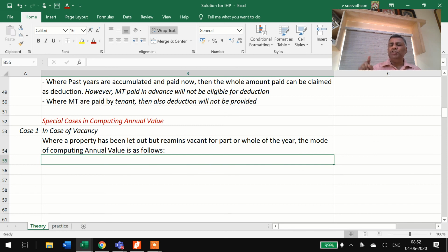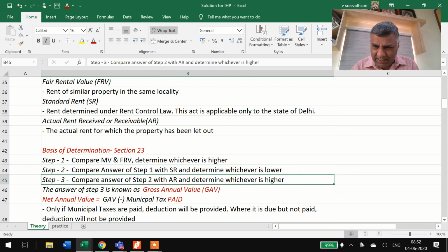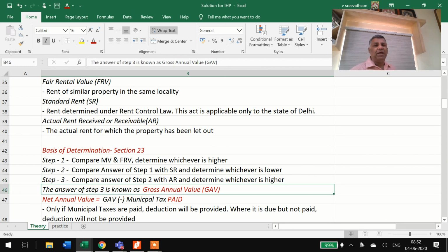Step 1, whichever is higher. Step 2, whichever is lower. Step 3, whichever is higher. For this purpose, take actual rent for 12 months. The difference is that the answer of step 3 is not GAV. I incorporate a new term called expected rental value. The answer of step 3 is ERV, expected rental value. That is, had I let it out for 12 months, how much I would have got.